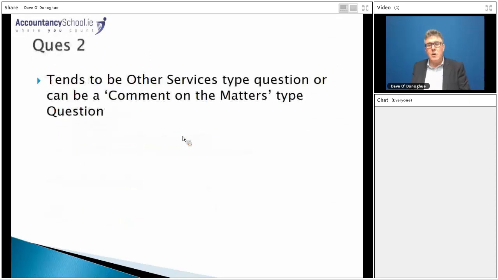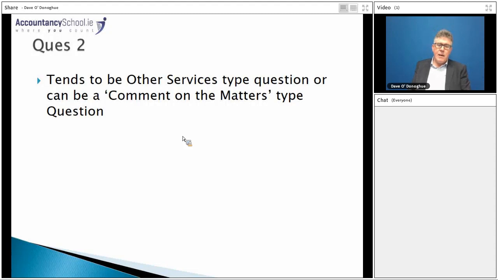Question 2 can come from any part of the syllabus. It tends to be dominated by the provision of other services, or by conducting assurance services for clients, or it may be a comment on the matters type question. I'll talk about comment on the matters in a few minutes.